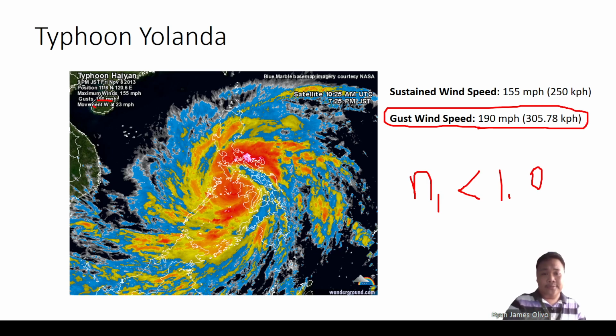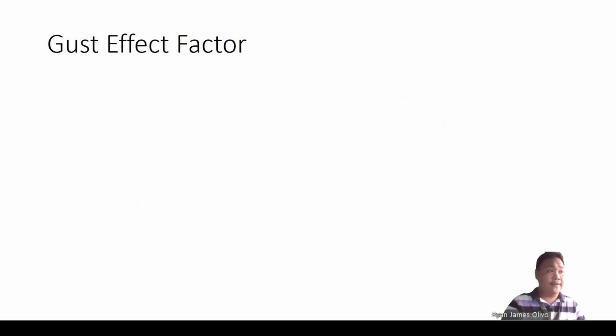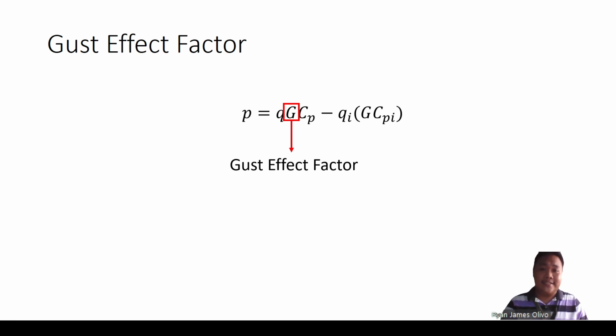So let's go to what we call the gust effect factor. I will show you later which provisions it is in, in NSCP 2015 and also in ASCE 7-16. The gust effect factor is part of the design wind speed, or the design wind load, or the design wind pressure. So it's a part. The gust effect factor is this. Okay, that is the gust effect factor.